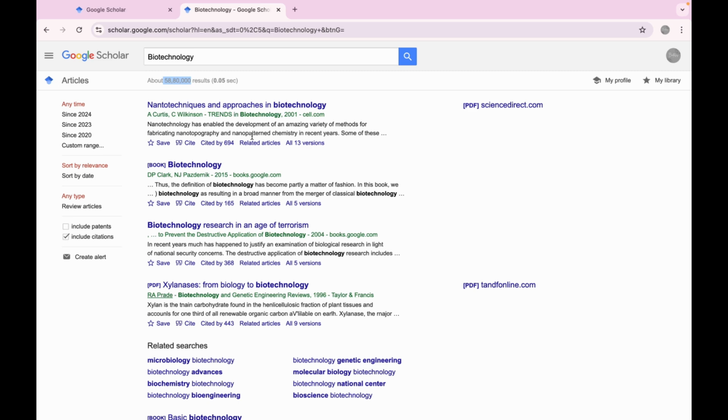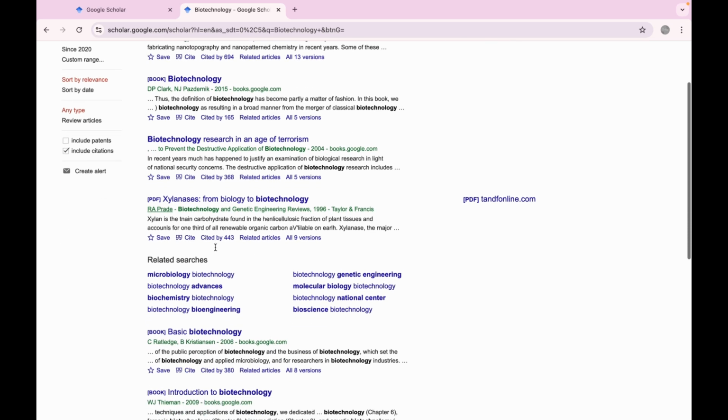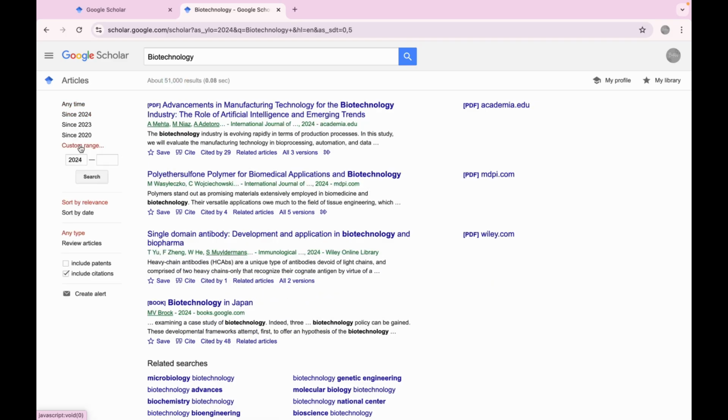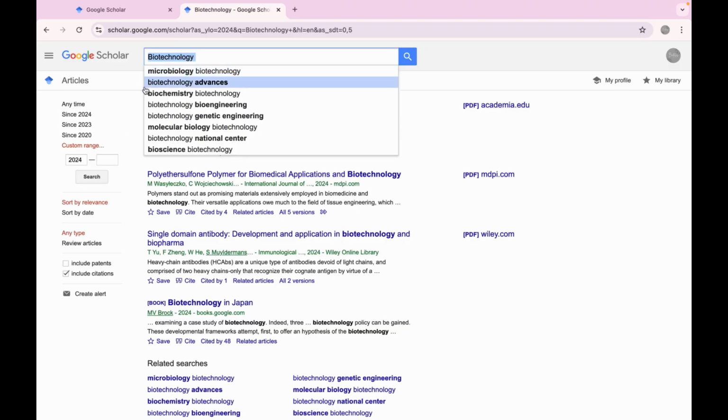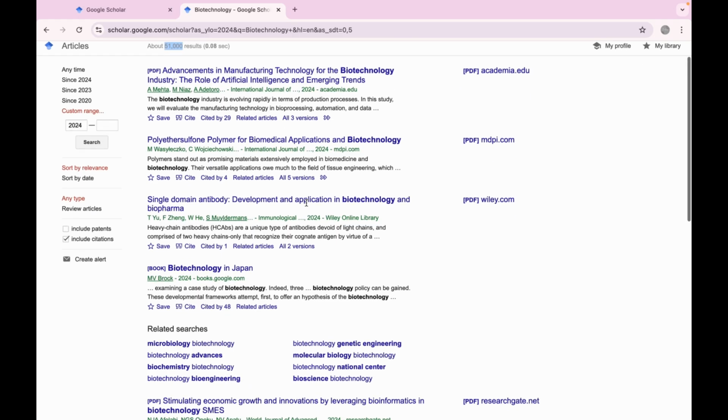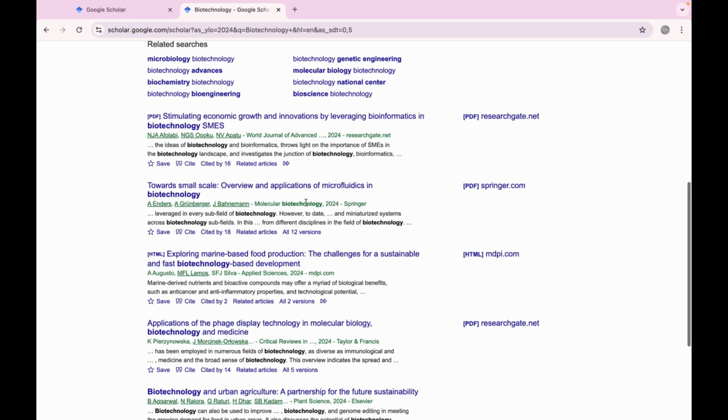Let's say we're talking about biotechnology. Now this is from the very beginning of research, and I don't want that. I am living in 2024, so I want papers since 2024. I can also set a custom range from here, but I want papers from 2022. Since biotechnology is a wide area, we have 51,000 papers already, right? Now I'll see what is interesting for me, and from there we'll dive deep to study.